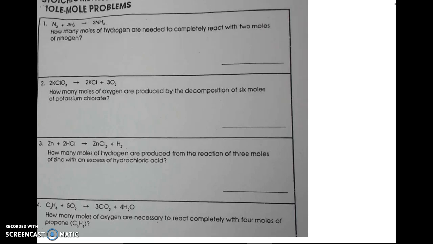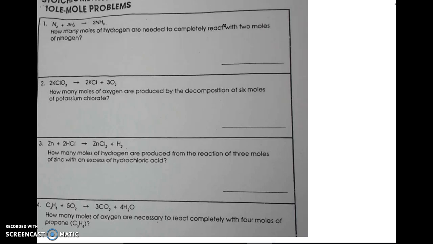We saw in our previous central question mole ratios, and we're going to use mole ratios to convert from one substance to another. And of course, we're going to use dimensional analysis to solve these problems. So let's begin by looking at number one here. How many moles of hydrogen are needed to completely react with 2 moles of nitrogen?